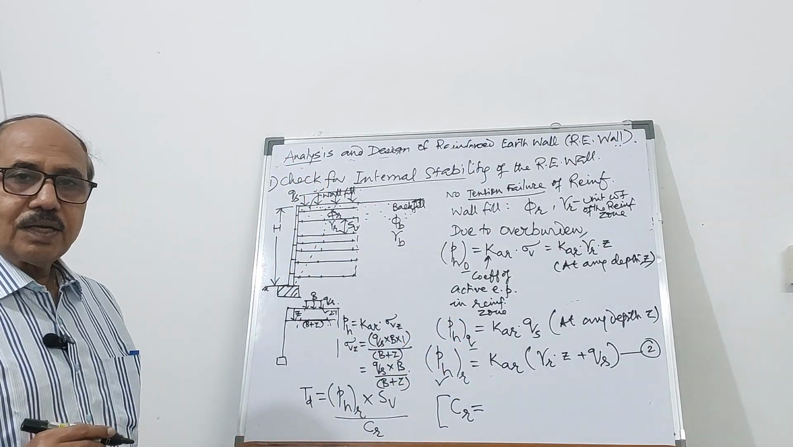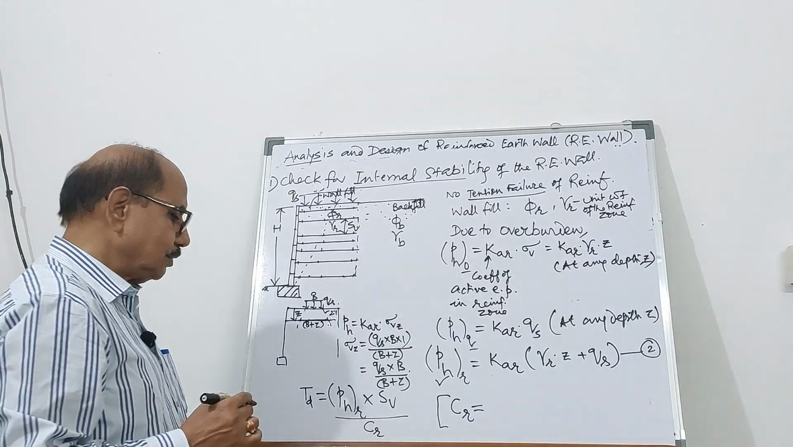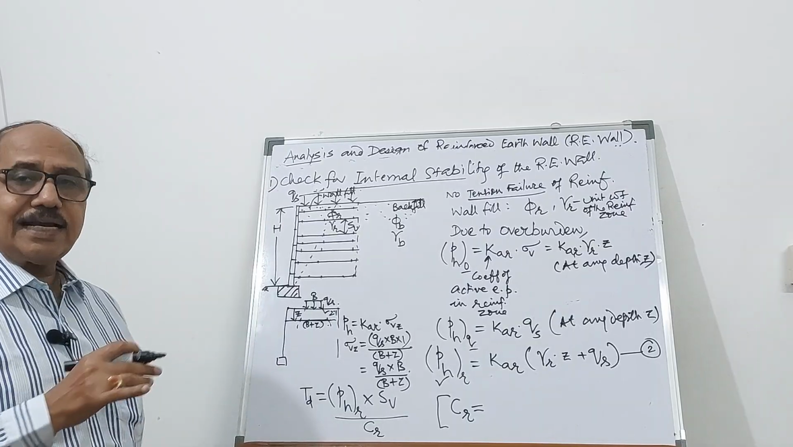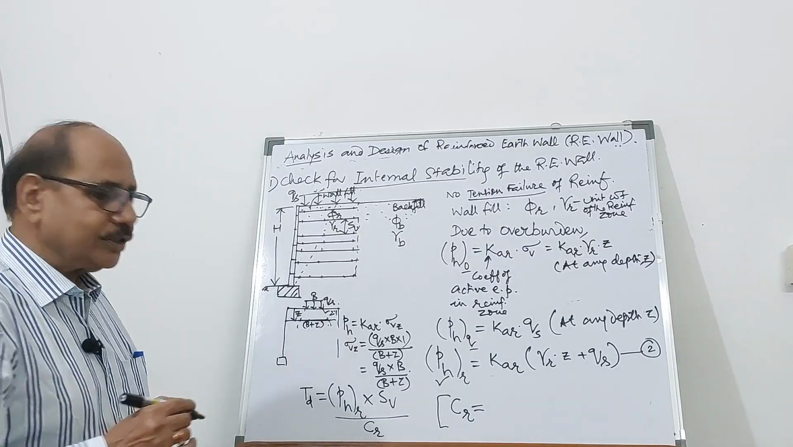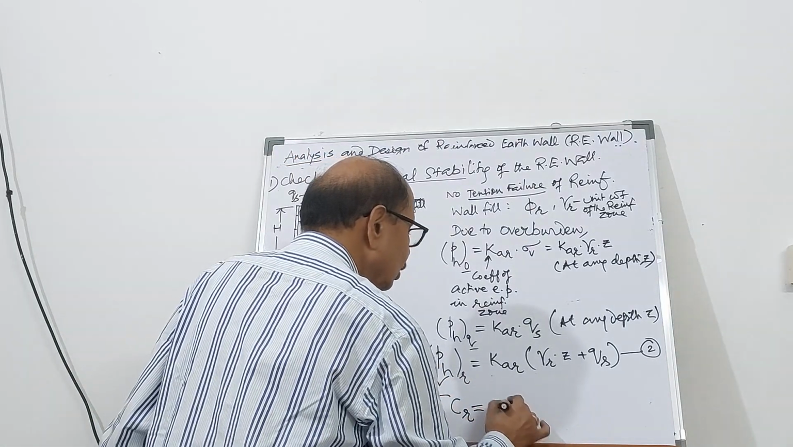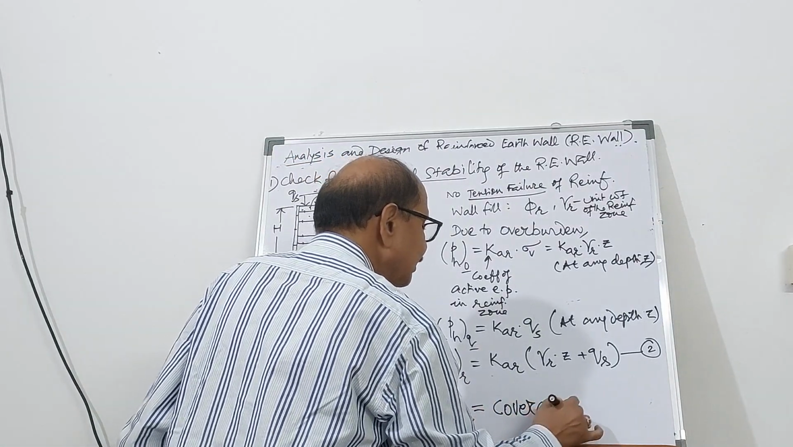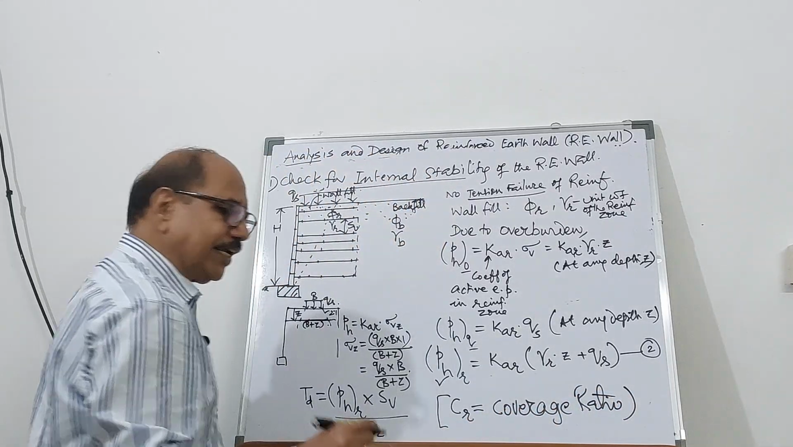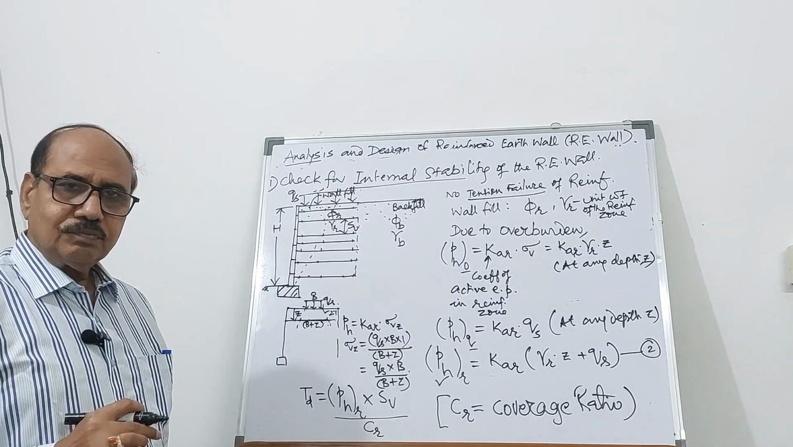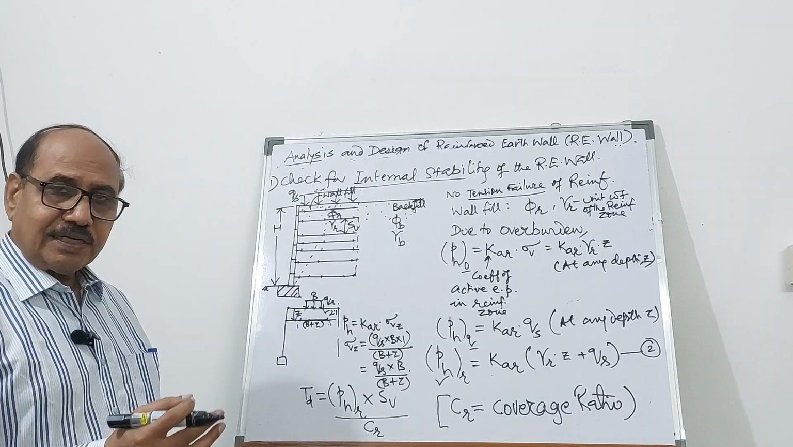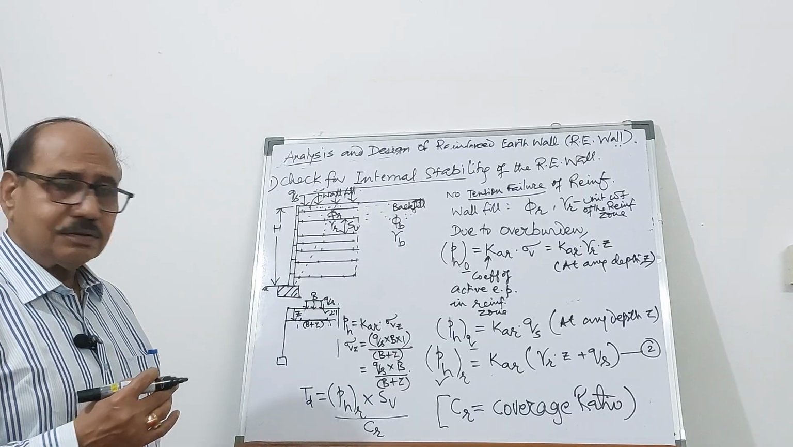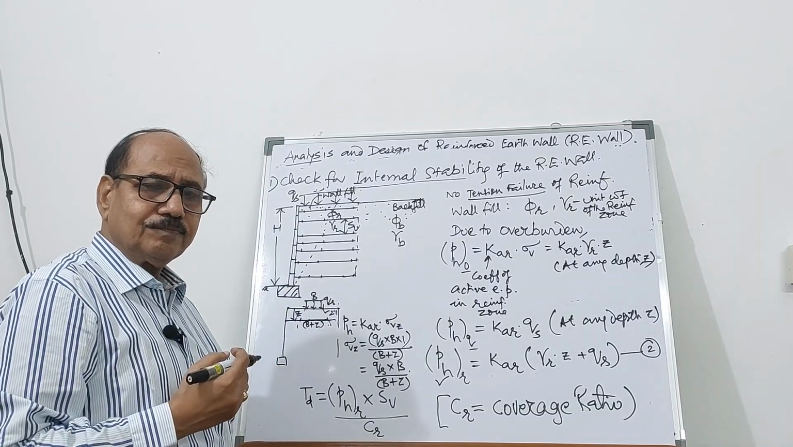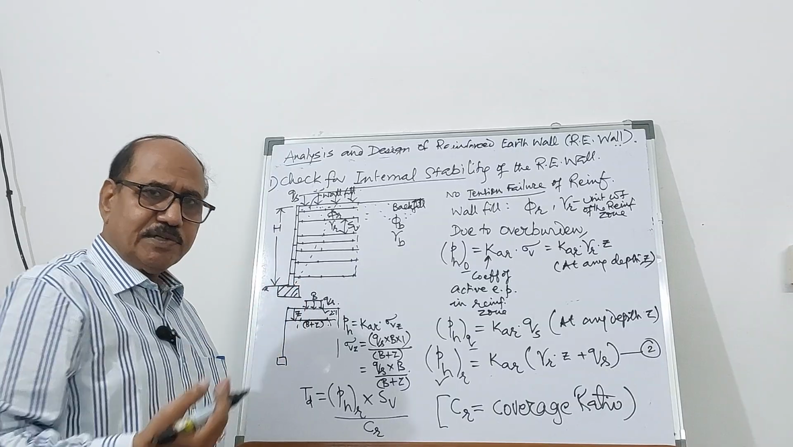CR is the ratio of the geogrid contact with the soil. It is called the coverage ratio. If you are going to make use of strips, you might be covering lesser area. The whole area horizontally may not be covered, isn't it? Maybe 50%, 60%.